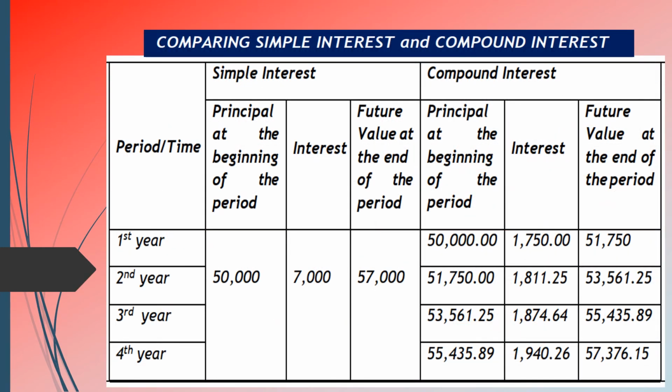Let us compare simple and compound interest over the same period of 4 years and a principal amount of 50,000 pesos. The future value of simple interest is 57,000 pesos, while in compound interest, the future value is 57,376.15 pesos.